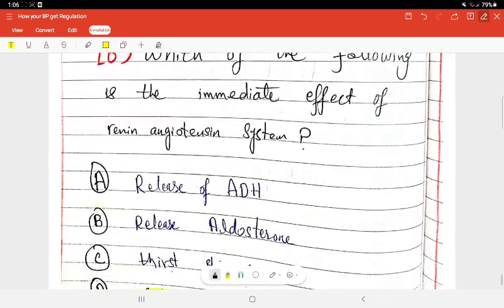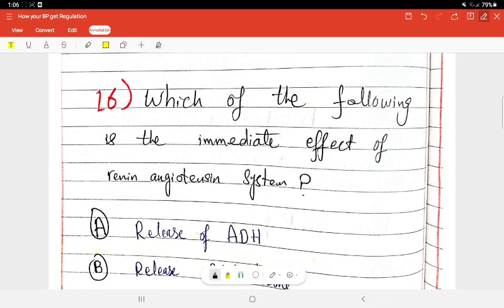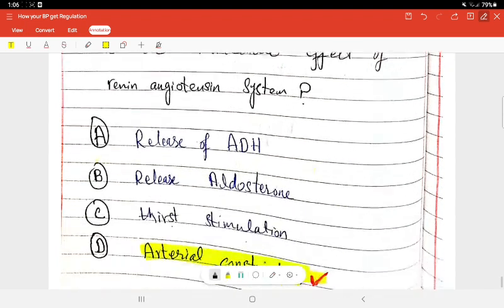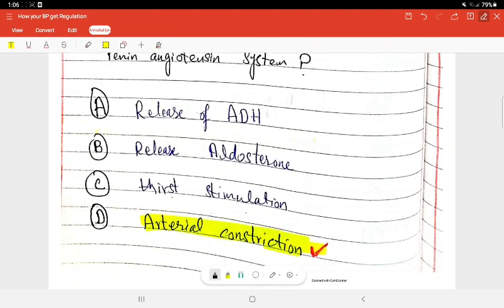Next, which of the following is the immediate effect of the renin angiotensin system? The immediate effect of the RAS mechanism is: first option release of ADH; second release of aldosterone; third thirst stimulation; and the last arterial constriction. So the correct one is arterial constriction.